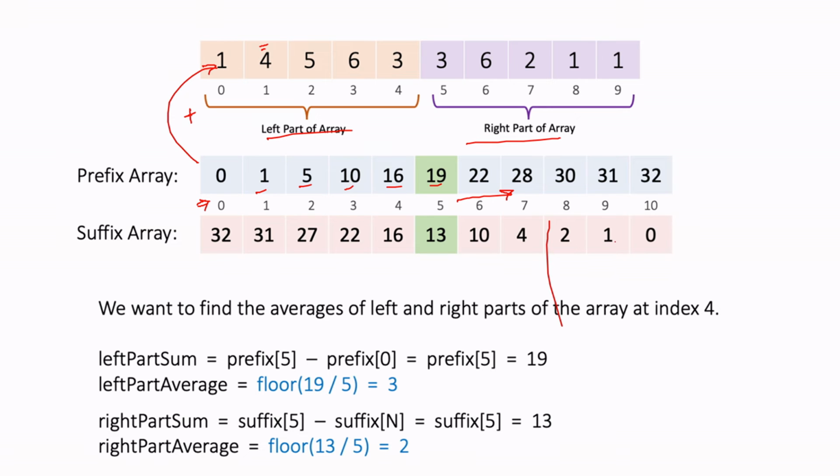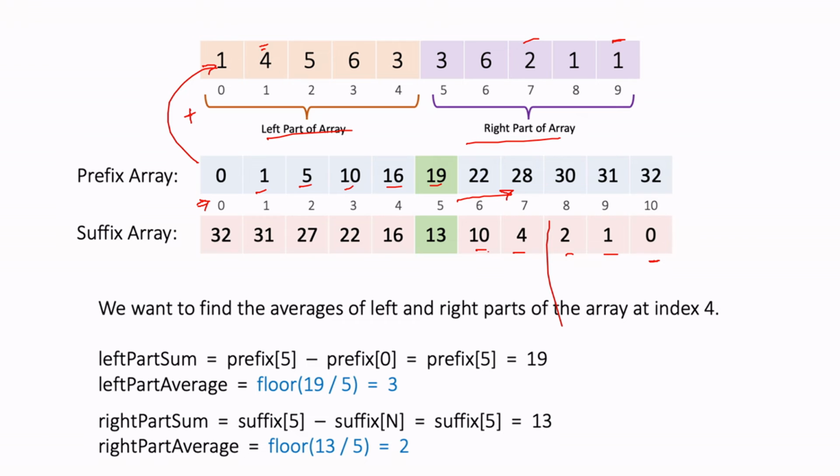Okay, and if we come to the suffix array, we'll start from 0 the same way, and 0 plus 1, the last element we had was 1, so we will have 1. Now 1 plus 1 is 2, 2 plus 2 is 4, these 2 and these 2, correct. Now we have 4, and 4 plus 6 is 10.